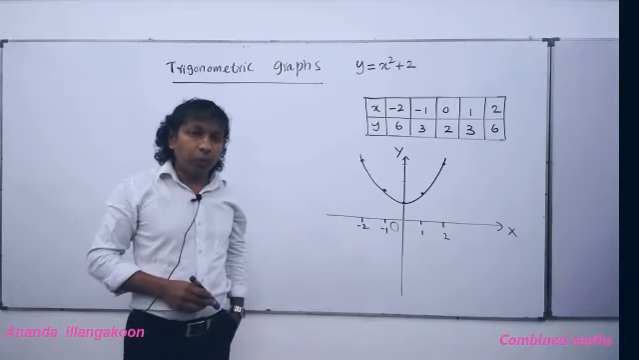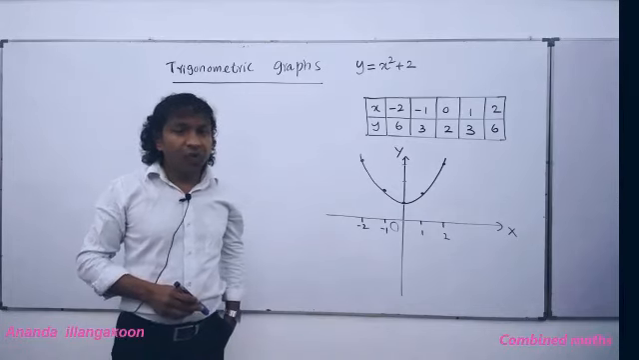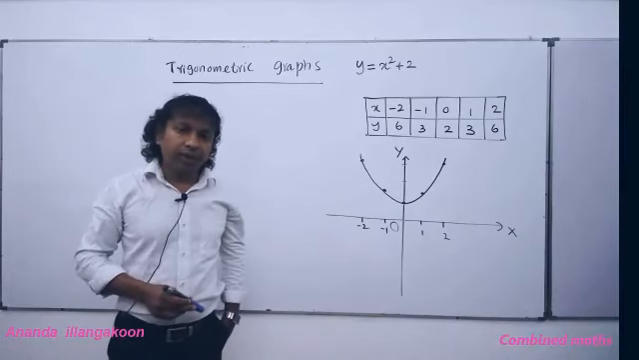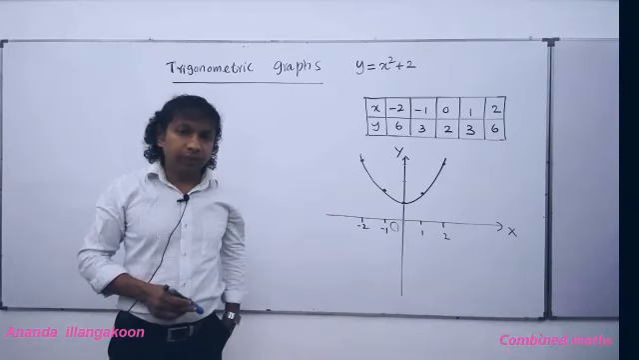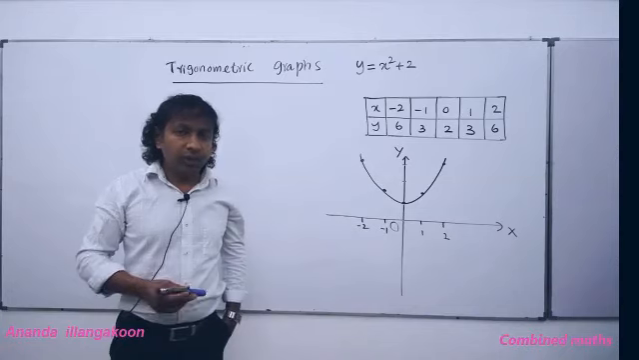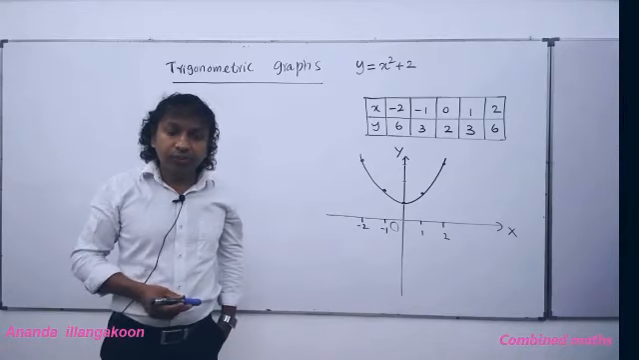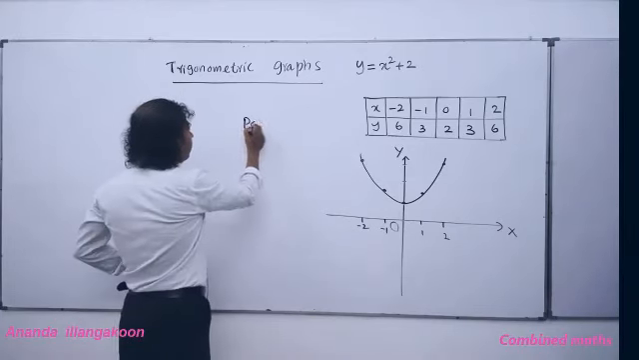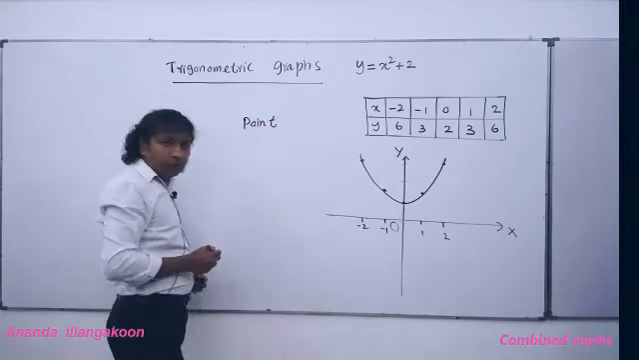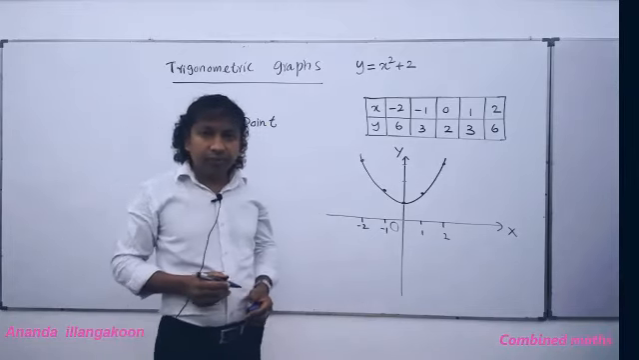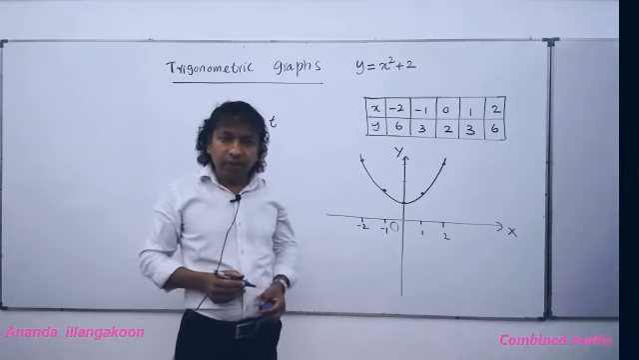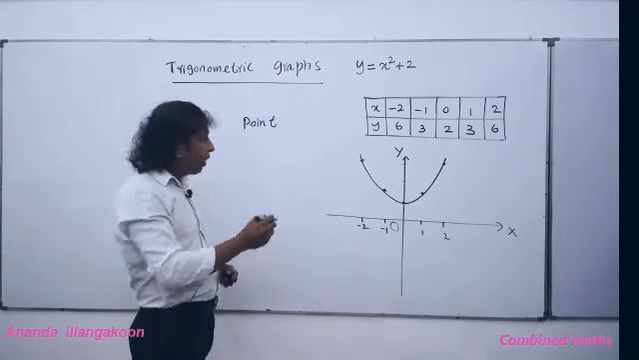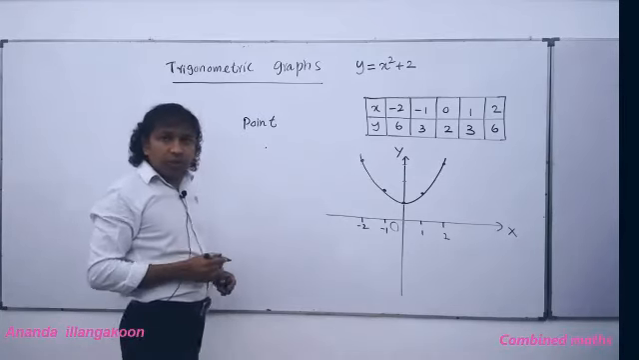Right, people, now, actually, what is the way of forming a graph? Actually, the way of forming a graph is this. You have heard about a point. How do you mark a point? A point is usually marked by a dot using your pen.